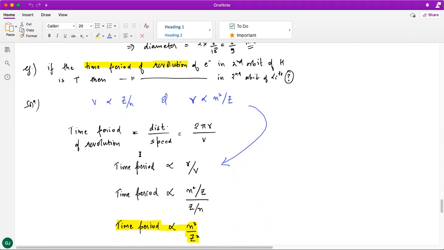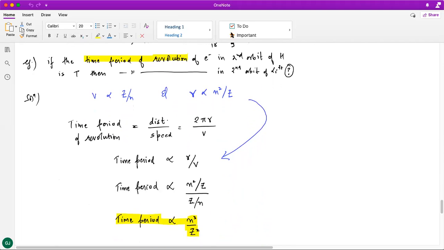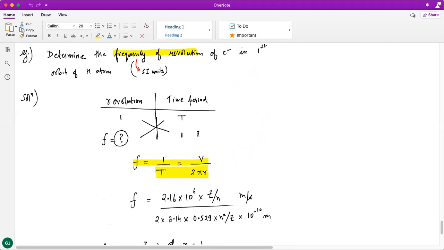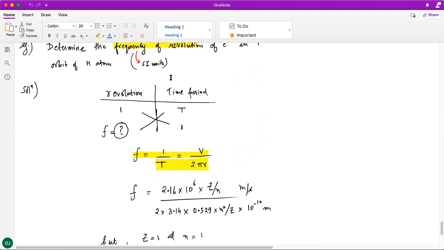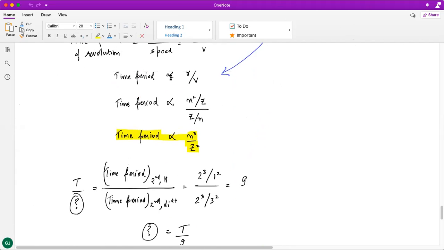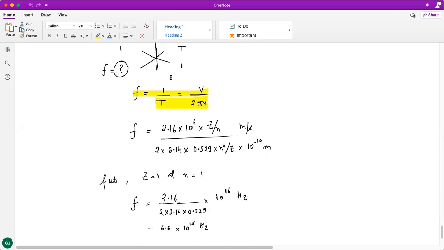And then I introduced you to two other results: the time period of revolution, how much time the electron takes to go around the nucleus in a particular orbit, and the frequency of revolution. These were additional results which weren't direct results of Bohr's model of atom, but because of basic knowledge of physics, we can compute them based on the results that we derived from the Bohr's model.